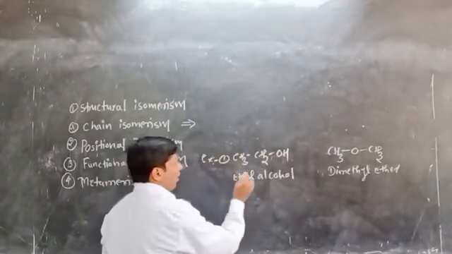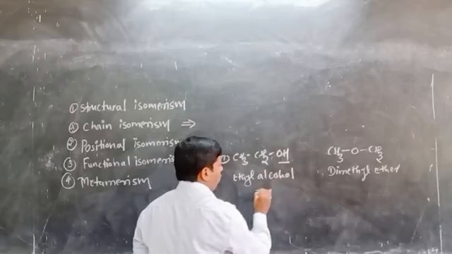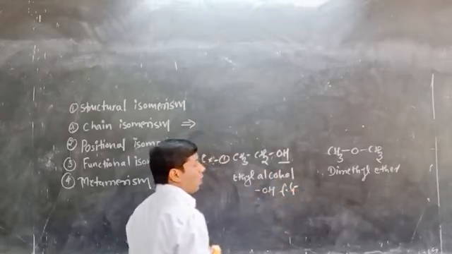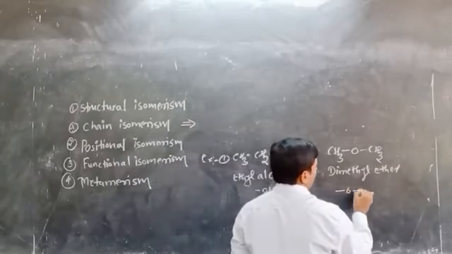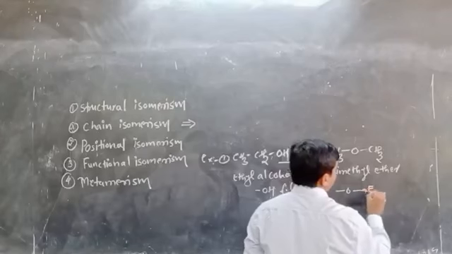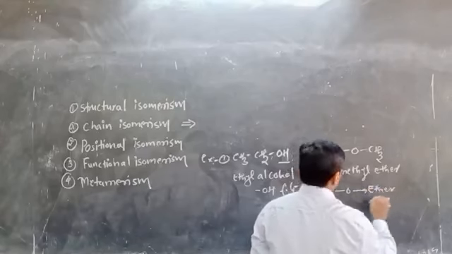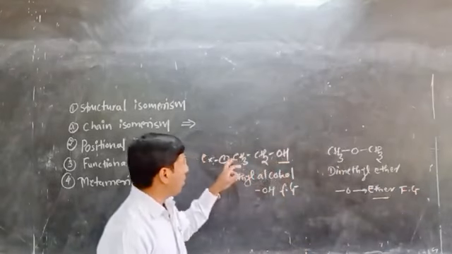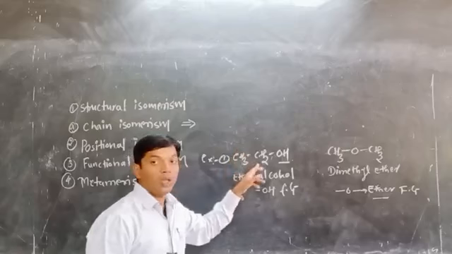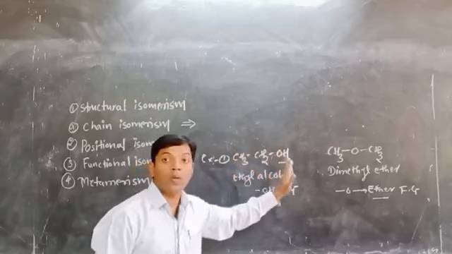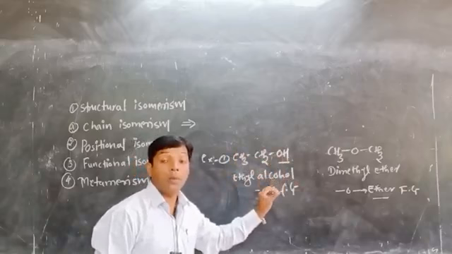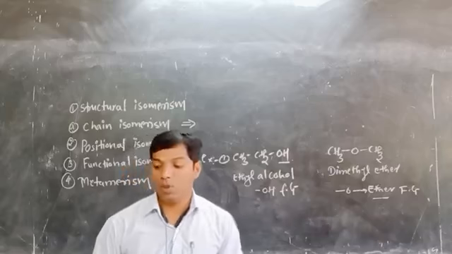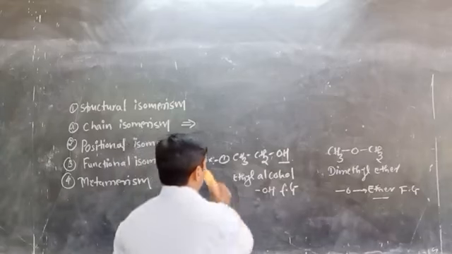In the first example, the alcoholic group, OH, is the functional group. And in the second example, ether is the functional group. But if you count the number of carbon atoms, hydrogen atoms and oxygen atoms, both examples remain the same, but they are different in the functional group. That is called functional isomerism. One more example I will write.